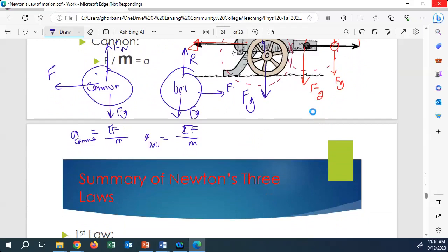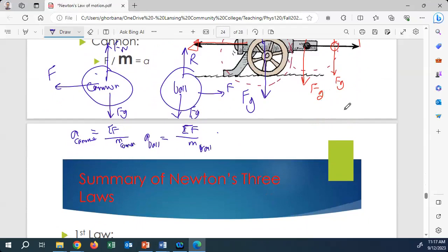Oh, why can't I write? Okay, the system is loading. Okay, mass of ball, yes. And this is the mass of cannon.